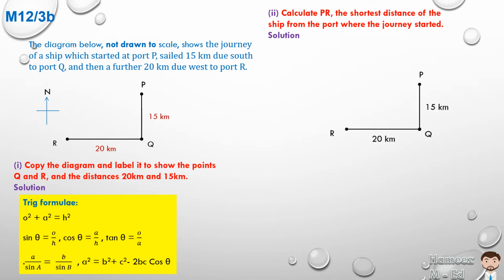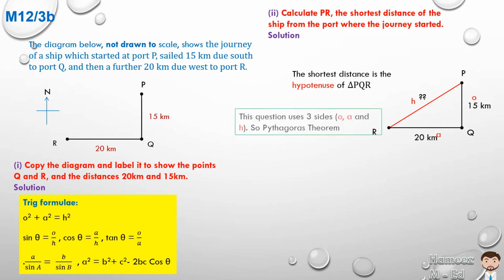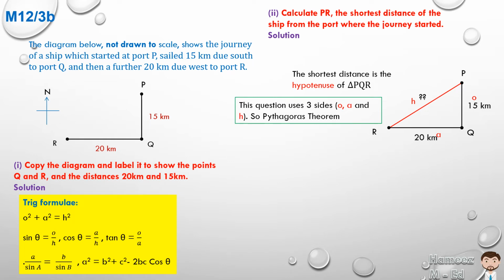So let's extract this and put in a red line showing us the distance from P to R. As such, we have a right angle triangle. And let's recall the shortest distance in this triangle from P to R is the hypotenuse of the triangle. And the information we know, the opposite and adjacent are 15 and 20 kilometers respectively, and we want to find PR, which is H, the hypotenuse. Thus, this question uses three sides, O, A, and H. So we're going to use Pythagoras theorem.